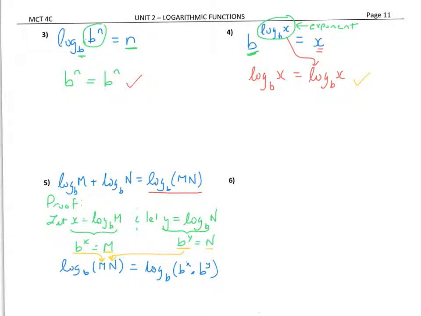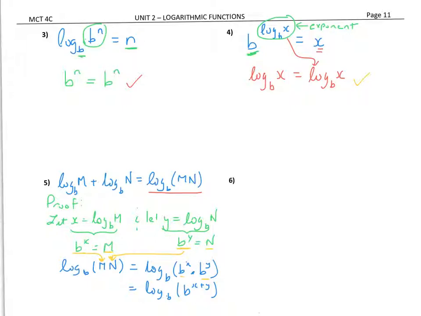There we go. Replace that. Now, the exponent rule says when your bases are the same, which they are, and you're multiplying, we're going to add those exponents together. So we get a base of b, and then our exponent would be x plus y.